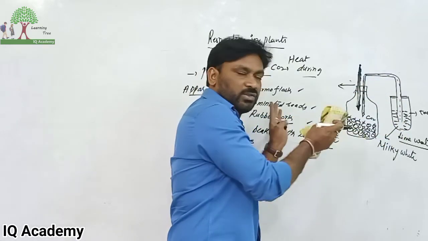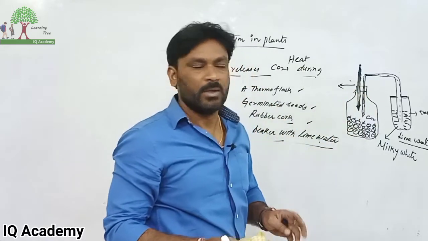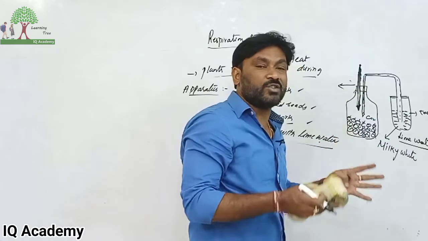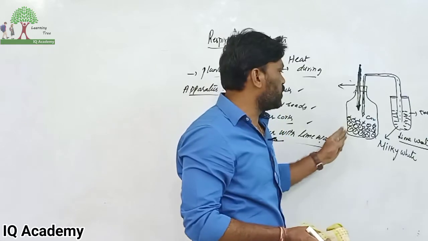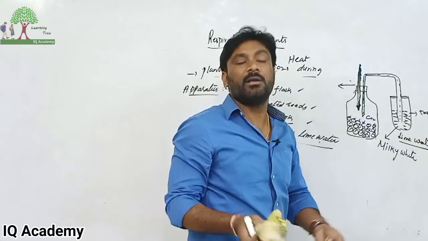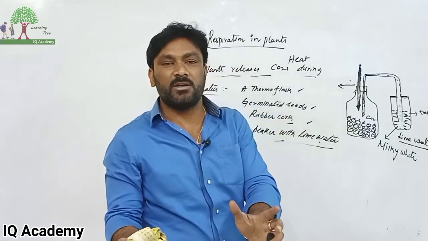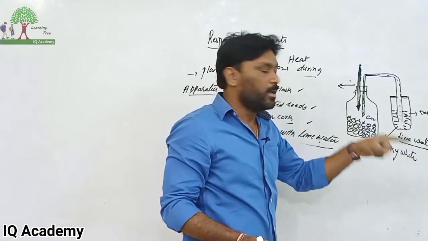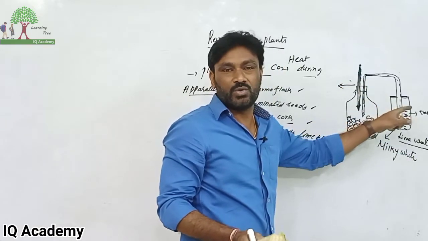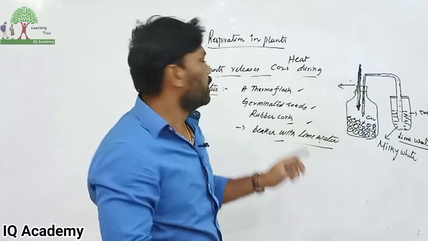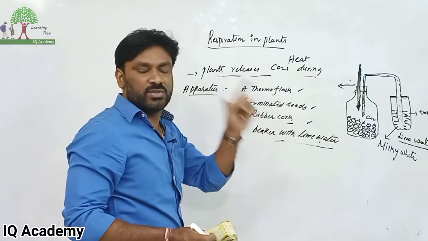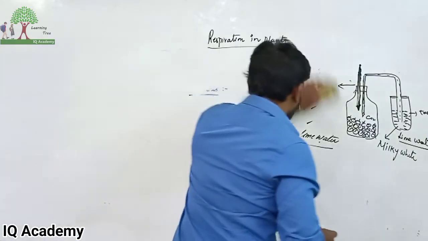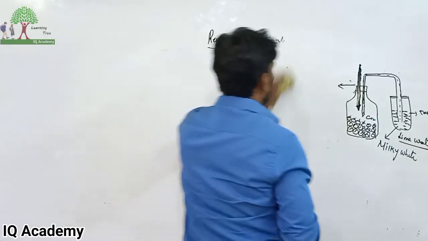If you keep this apparatus for 3 to 4 hours, germination takes place, and the germinated seeds present inside release carbon dioxide, which changes the lime water milky, indicating that carbon dioxide is released during respiration. And the temperature level rises in the thermometer, indicating that heat is released during respiration. So through this experiment we can prove that heat and carbon dioxide are released. Now we will discuss respiration and combustion. What is called respiration and what is called combustion?